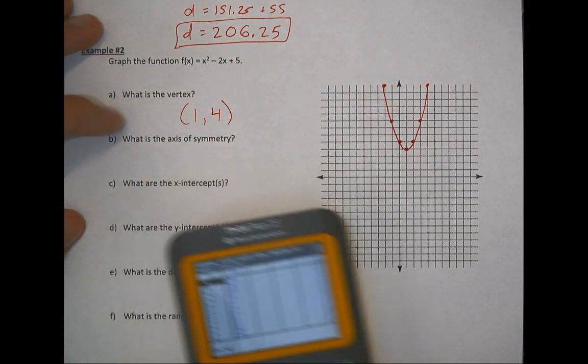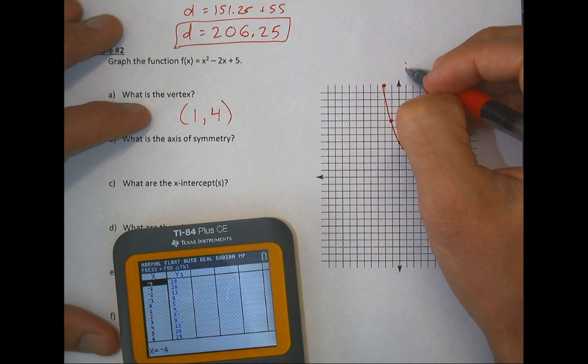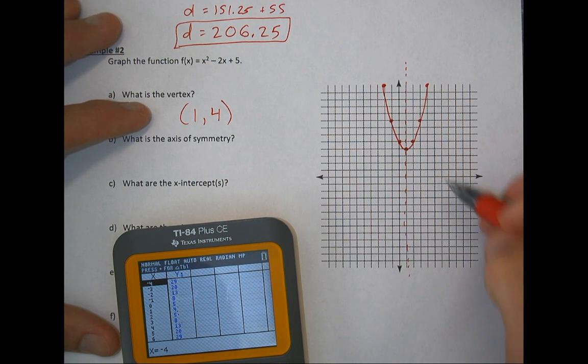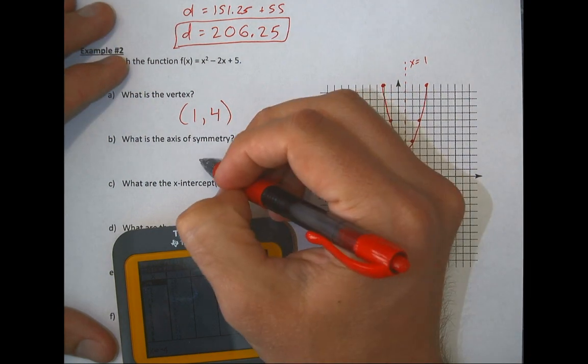Now, what's the axis of symmetry now? So we were used to it always being x equals 0. In this case, the line that goes through the vertex and cuts this in half hits at x is 1, and so that's the line x equals 1.